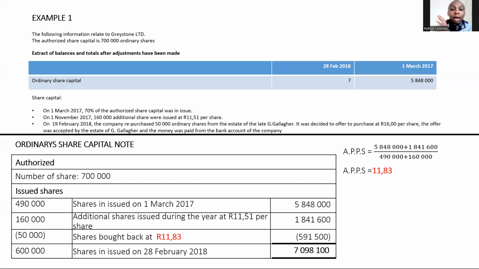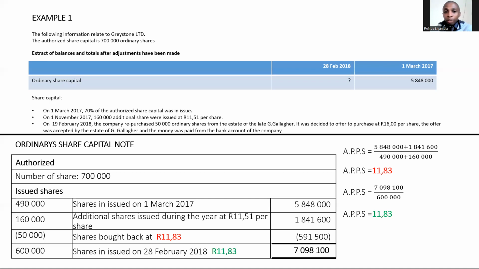So basically, I will take this share capital amount and divide it by the number of shares, which is 600,000. Take the 7,098,100 Rand divided by 600,000, and that will give us an average price per share of 11 Rand 83. You'll realize this is exactly the same as your average price per share for the shares that we bought back. If the last transaction was the buyback, the average price at the end of the year will be the same as the average price of the buyback.